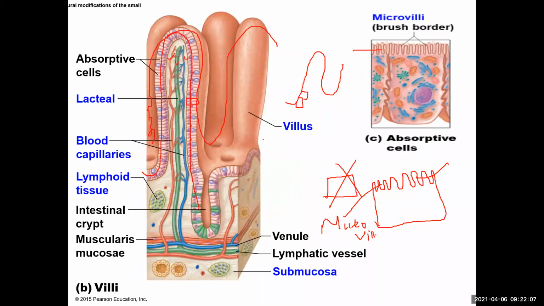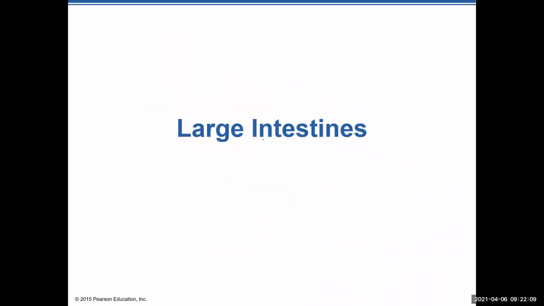Okay. So this is a very important part of the small intestines. Your small intestines are meant for two things, digestion and absorption. All kinds of digestion finish in the small intestines and absorption is maximum in the small intestines. Okay. Then we move on to the large intestines. Okay. So what are the functions of the large intestines? Why do we have large intestines, right?